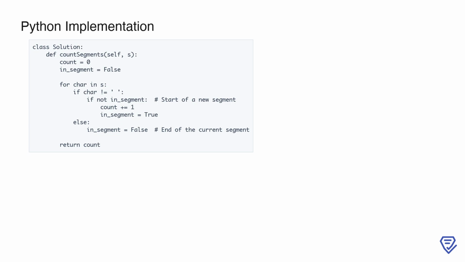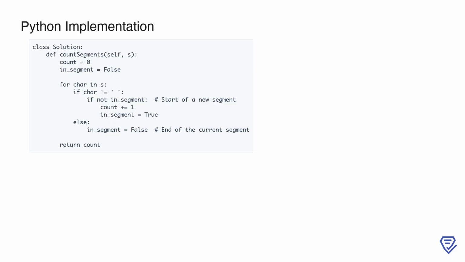This solution implements a function to count the number of segments in a given string. A segment is defined as a contiguous sequence of non-space characters. The count_segments function uses a single loop to process the string character by character. First, we initialize count to 0, which keeps track of the number of segments, and in_segment to false, which acts as a flag to indicate whether the current character is part of a segment.